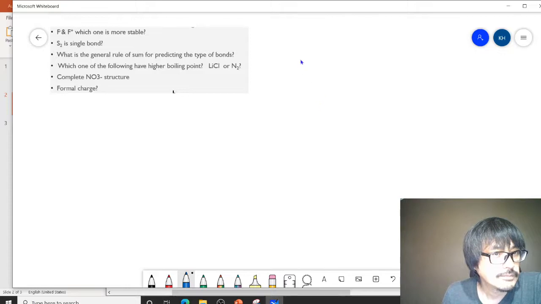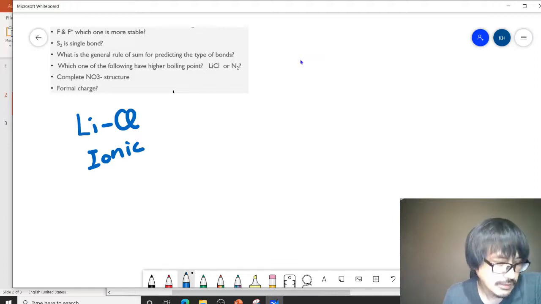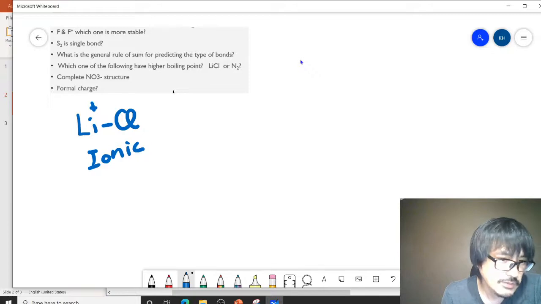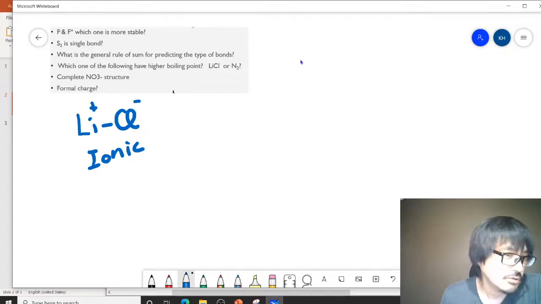Alright, so which one of the following has a higher boiling point? Lithium chloride is going to be ionic, right? And any ionic compound will have a very high boiling point. The reason is that in an ionic bond, one side is going to have the excess positive charge and the other side the excess negative charge. So partially positive on one side and partially negative on the other.